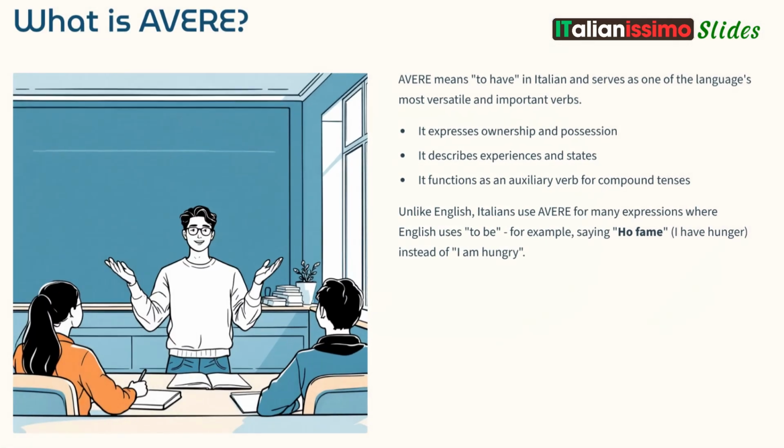What is avere? Avere means to have in Italian and serves as one of the language's most versatile and important verbs. It expresses ownership and possession. It describes experiences and states. It functions as an auxiliary verb for compound tenses. Unlike English, Italians use avere for many expressions where English uses to be, for example, saying ho fame, I have hunger, instead of I am hungry.